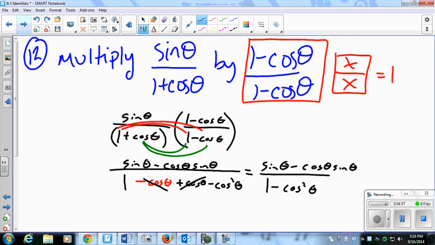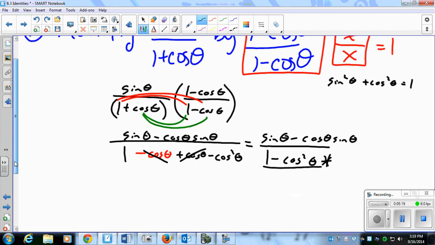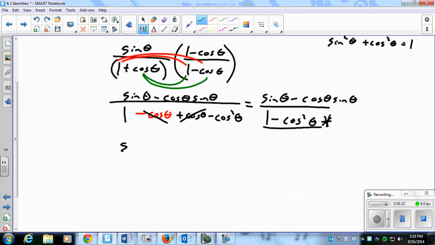Well, this should look familiar. That comes from our Pythagorean identity, that sine squared theta plus cosine squared theta is equal to 1. So if I subtract cosine squared over, I see that this is equal to sine squared theta. So I can simplify this. I have sine of theta minus cosine of theta sine of theta, all over, well, now this is equal to sine squared theta.